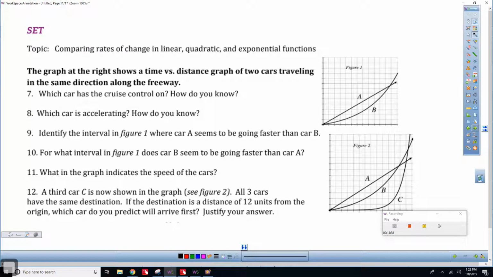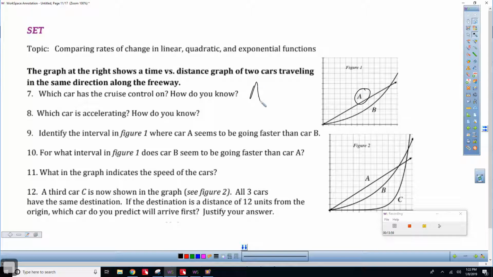Let's do one more example because this kind of goes along with the video, and then we're going to let you guys do this on your own. If you have more questions, just turn them into the question board. All right. Oh, I love number 7 already. Look at the graph. Which car is on cruise control? Which one is it? A.